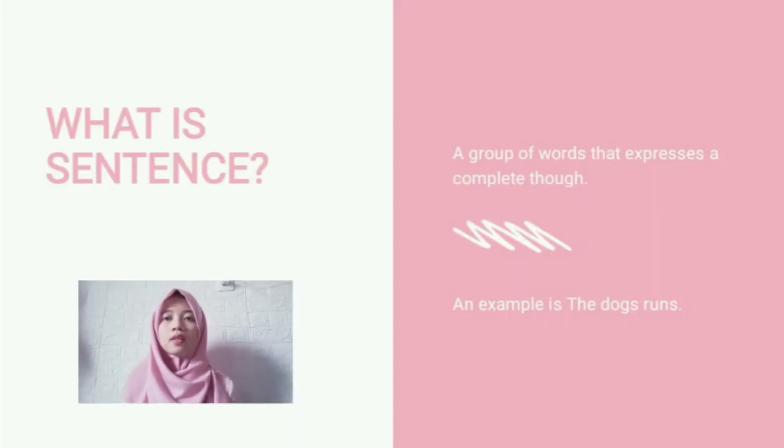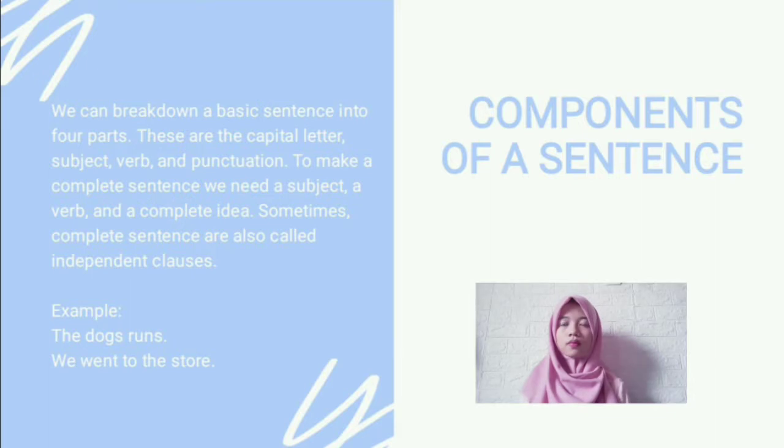A sentence is a group of words that expresses a complete thought. An example is, "The dog runs." We can break down a basic sentence into 4 parts: the capital letters, subject, verb, and punctuation. To make a complete sentence, we need a subject, a verb, and a complete idea. A sentence needs to make sense on its own.